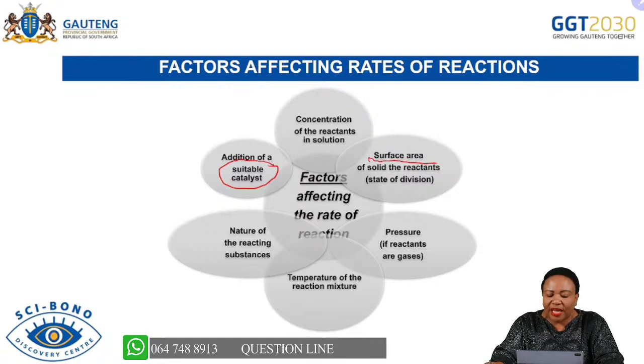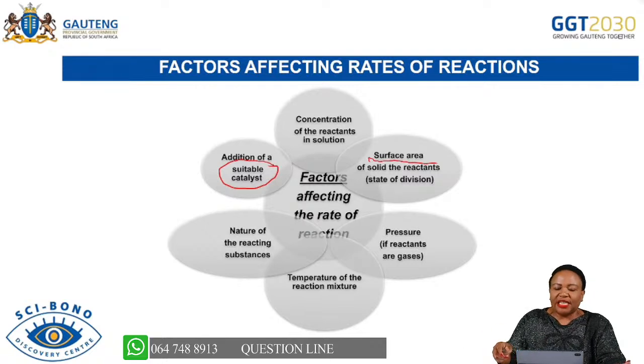We are also going to look at the temperature of the reaction mixture. So in terms of the temperature, when you increase the temperature, you are going to increase the temperature of the entire mixture. It's not only for the reactants, it's not only for the products, but it's the entire mixture. So increasing the temperature will affect both sides. And then we are going to look at also the nature of the reacting substances.